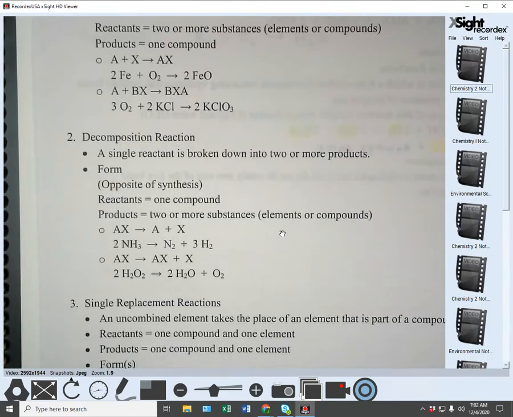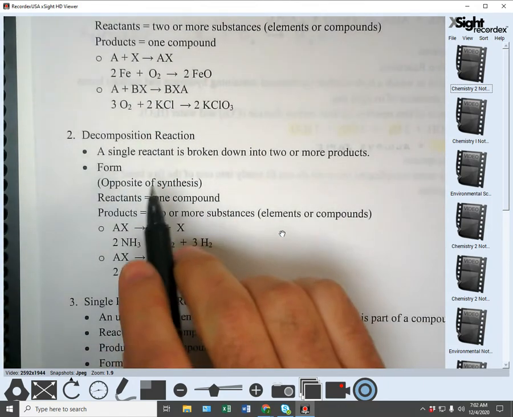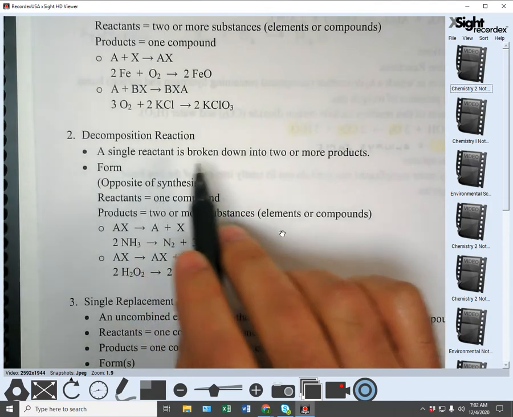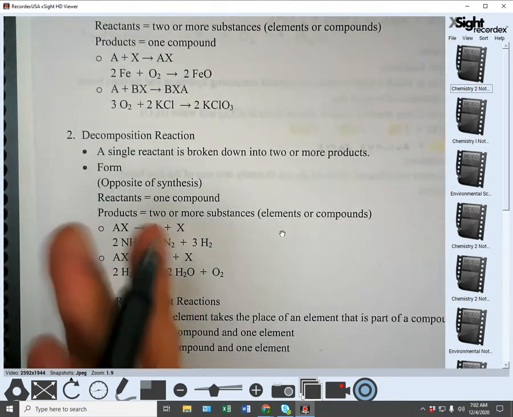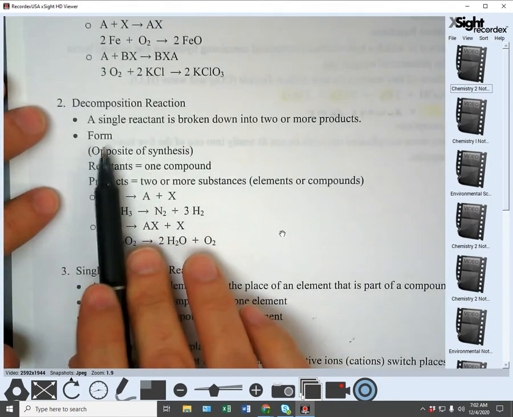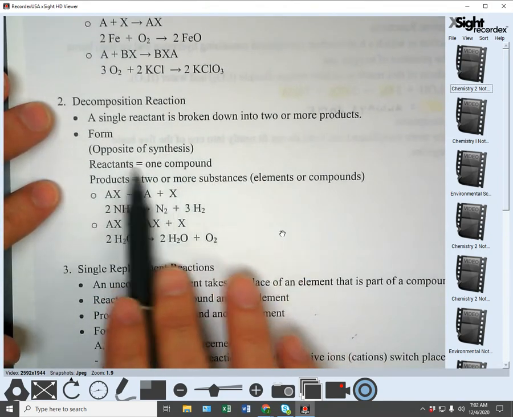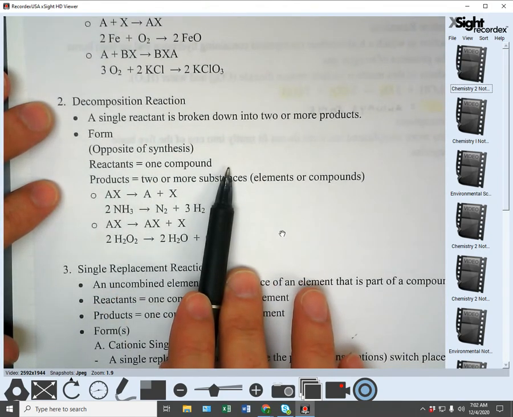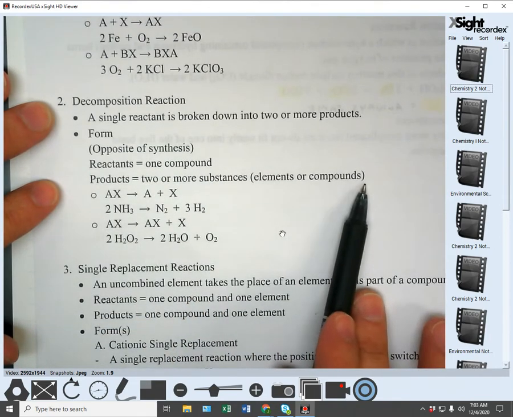Next one is a decomposition reaction. Decomposition is essentially the opposite of synthesis. It's where you have one single reactant that gets broken down into two or more products. So you're only going to have one thing on the left side. Okay, opposite of synthesis. On the reactant side, you will have one compound. On the product side, you will have two or more substances, elements or compounds.